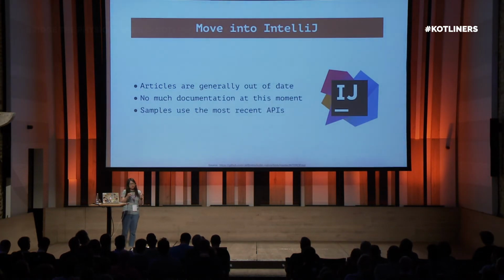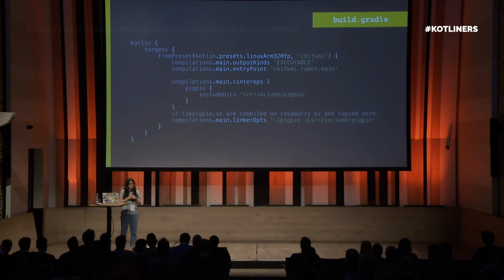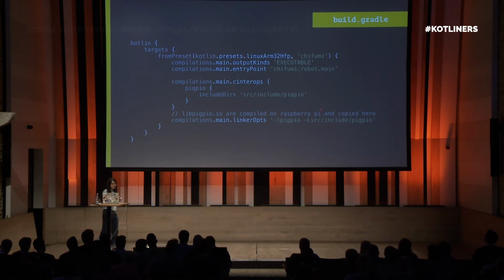Currently, there are a lot of articles telling you how to configure a Kotlin multiplatform or Kotlin Native project, but they're generally out of date, and there's not much documentation at the moment. But in the repository of Kotlin Native, there are a lot of examples, and they're using the recent APIs. I tried different solutions, and I found one working solution. In this file, you can find the essential part. For example, this is the folder where I have my header file, and this is the library I linked to my binaries.